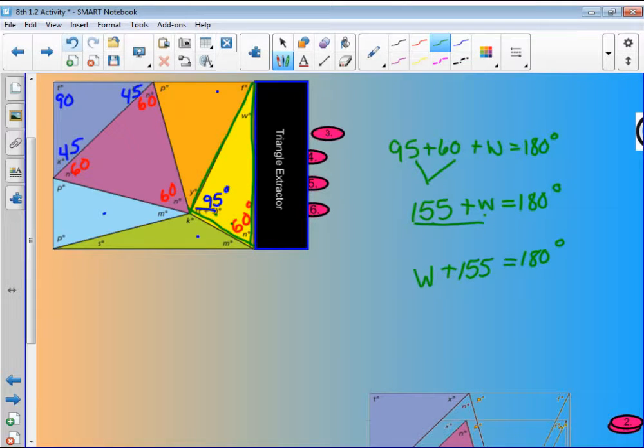Okay, so right now it's plus 155. Get rid of it, so minus 155.